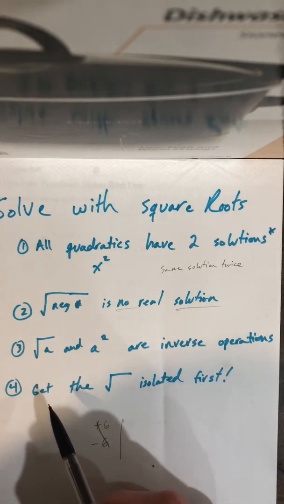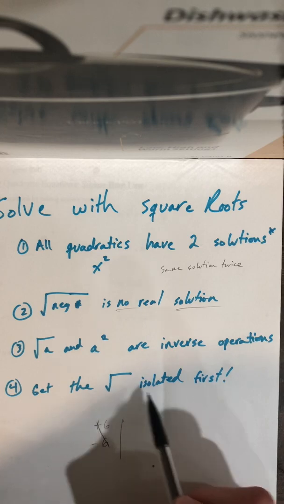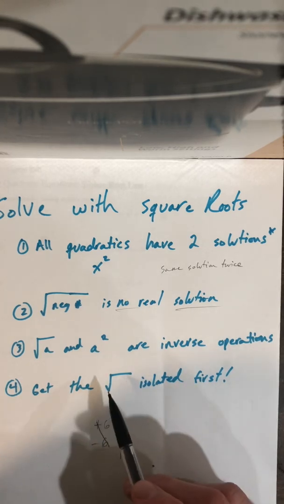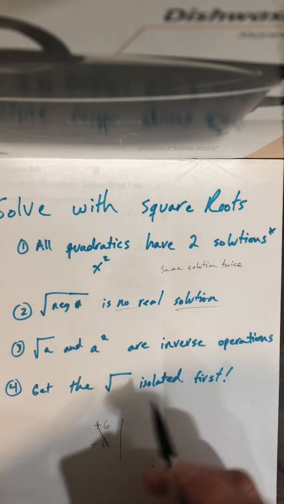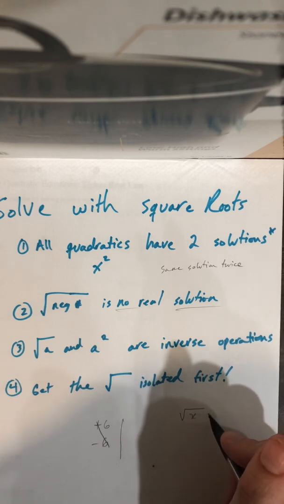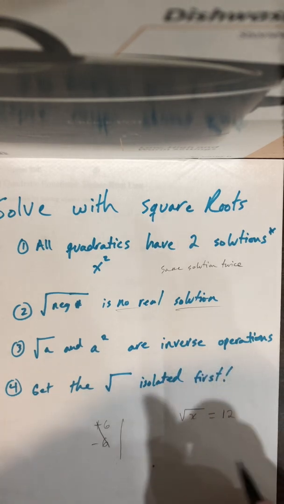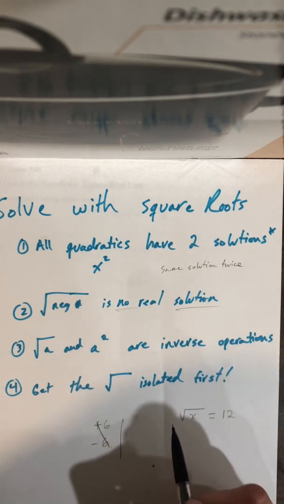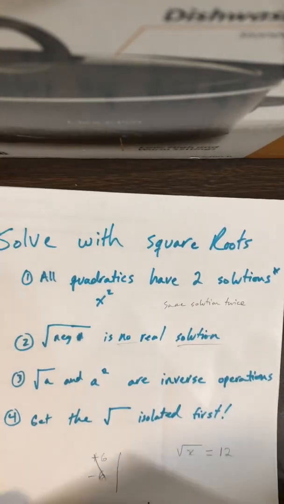And then when you're doing long, complicated problems, you want to get the radical isolated first. You're going to add, subtract, multiply, and divide in order to get the radical alone with the equal sign. You want the square root of whatever it is equal to 12 or something. But before you square it, you need to get everything off here first. So let's do a couple problems.